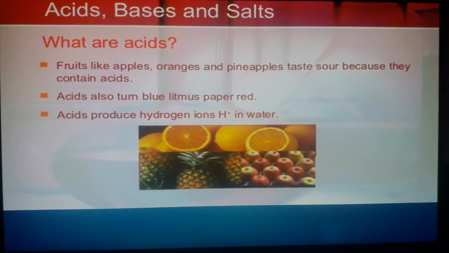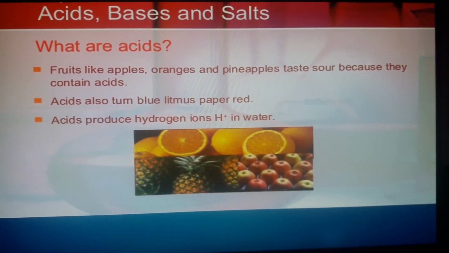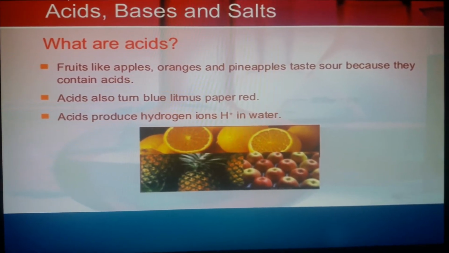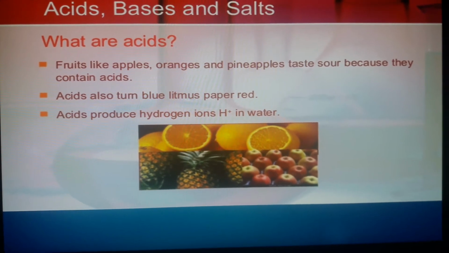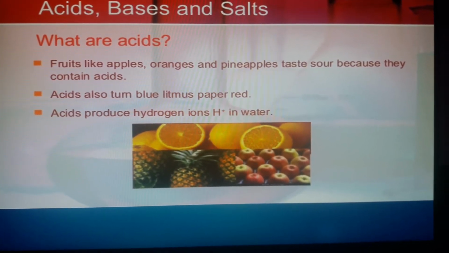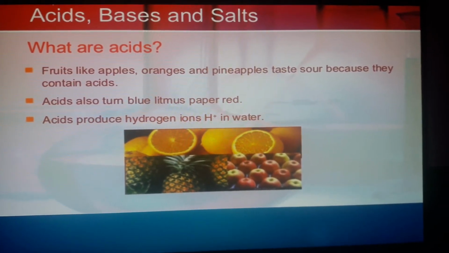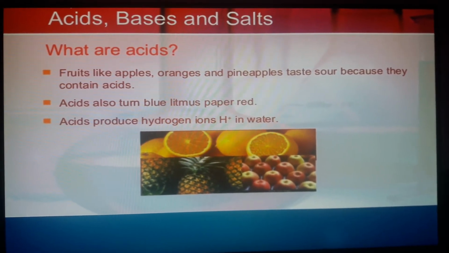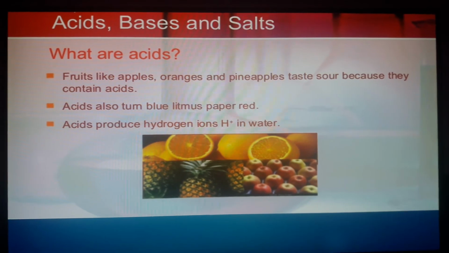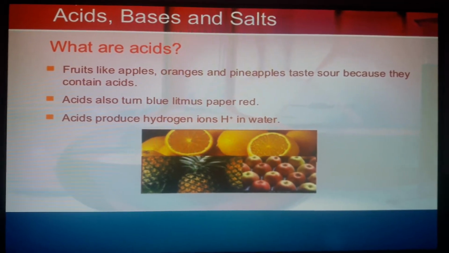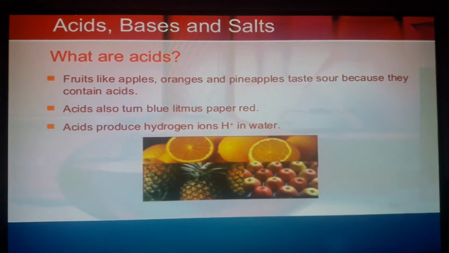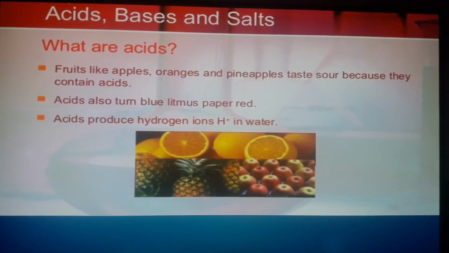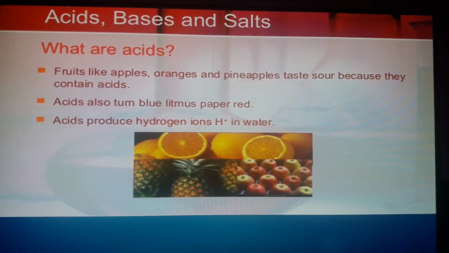What is meant by an acid? This is a topic which you have already studied in grade 8. Fruits like apples, oranges and pineapples taste sour because they contain some acids. Acids also turn blue litmus paper to red. As you are aware, acids produce hydrogen, that is H+ ions, in water.